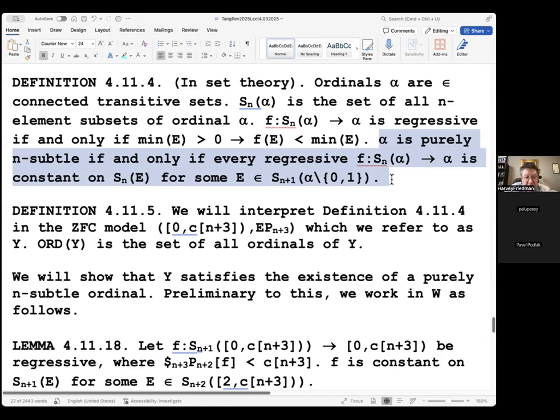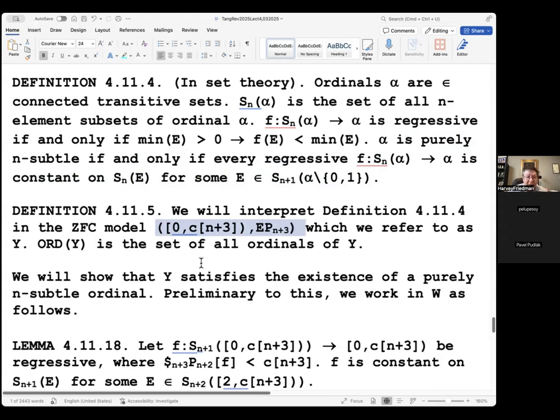All right. Now, we interpret definition 411.4 in the ZFC model. This set theory definition obviously makes sense in our ZFC model. Actually, we go to n plus 3. Any set theory makes sense in any model of ZFC. Okay. So I don't want to keep rewriting this model with the n plus 3.